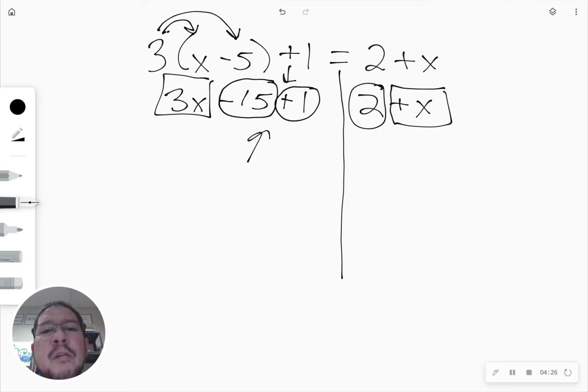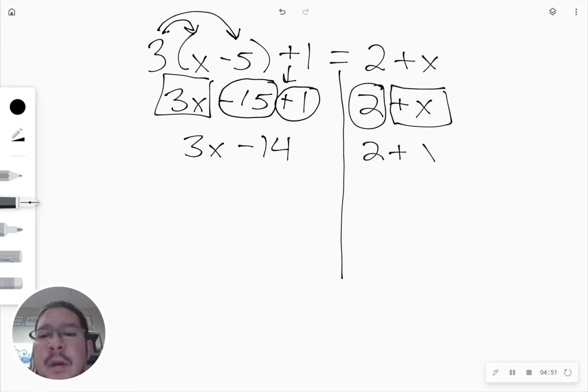Now take a look at the left side of the equation. Anytime you have two circles, that means you can combine them into one number. So again, ask yourselves, what is negative 15 plus 1? We have opposite signs, so I subtract the numbers. That gives me 14. I use the sign of the larger number. 15 is larger, so I'm going to make this a negative 14. I didn't do anything with the 3x, so I'm going to just bring it down. And then I'm going to bring down my 2 plus x.